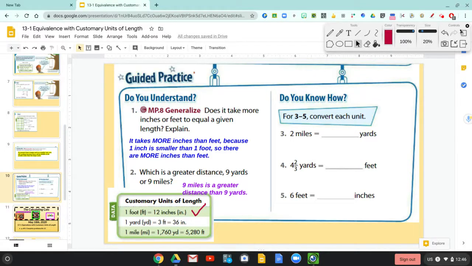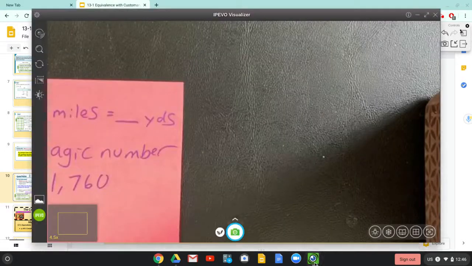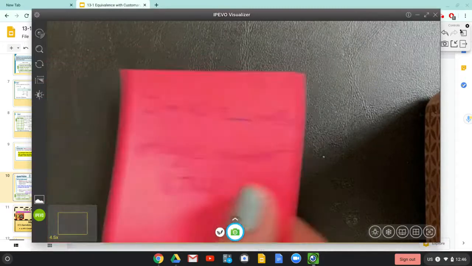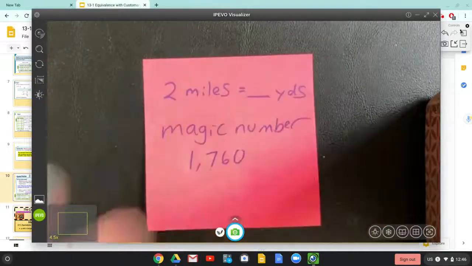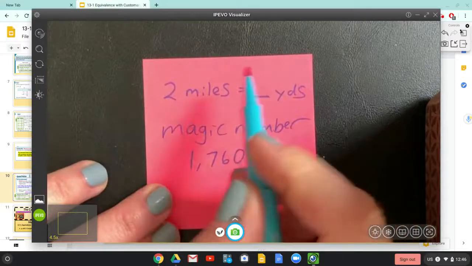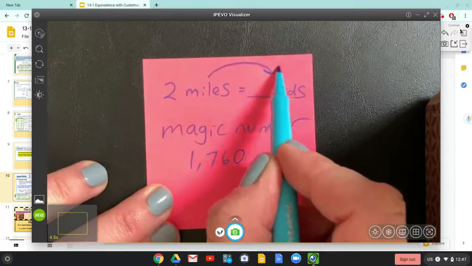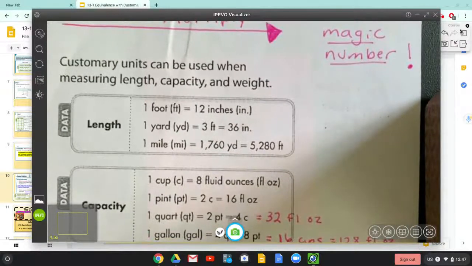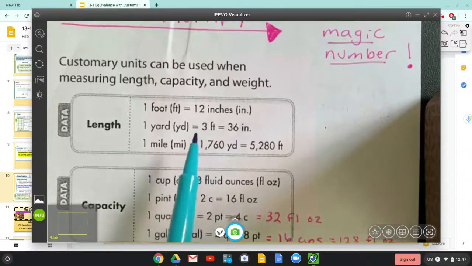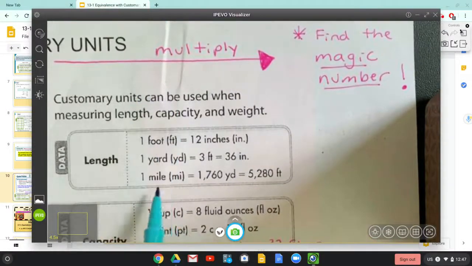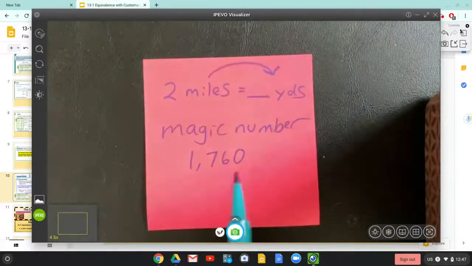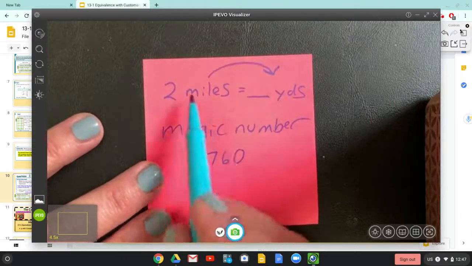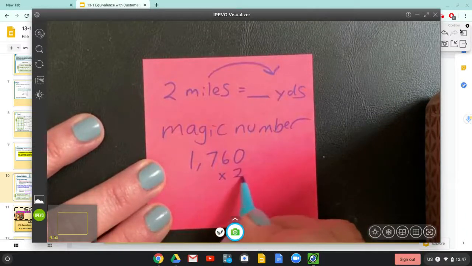So let me go over here. My magic number is 1,760. I'm going from miles to yards. So over here, when I'm going from miles to yards, I'm moving to the right. So I'm going to multiply, and my magic number is 1,760. So I would need to take 1,760 and multiply that by 2.